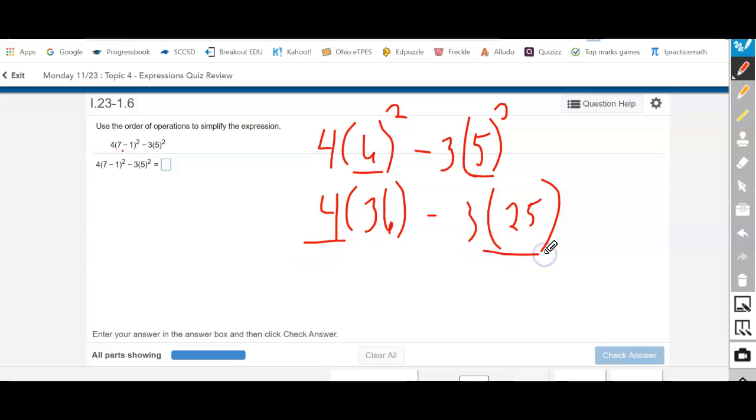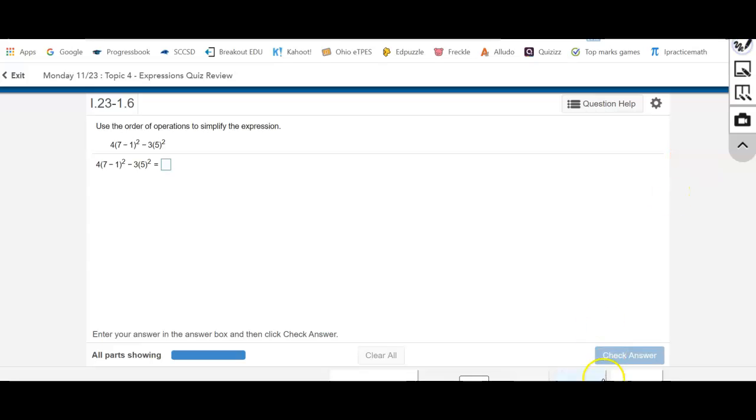Now multiply these. 4 times 36. I don't know what 4 times 36 is. 4 times 36 is 144. And 3 times 25 is 75. So now I can subtract, and I get 69. But you got to write out each step, otherwise you're going to make silly mistakes. So just do it. Get it over with.